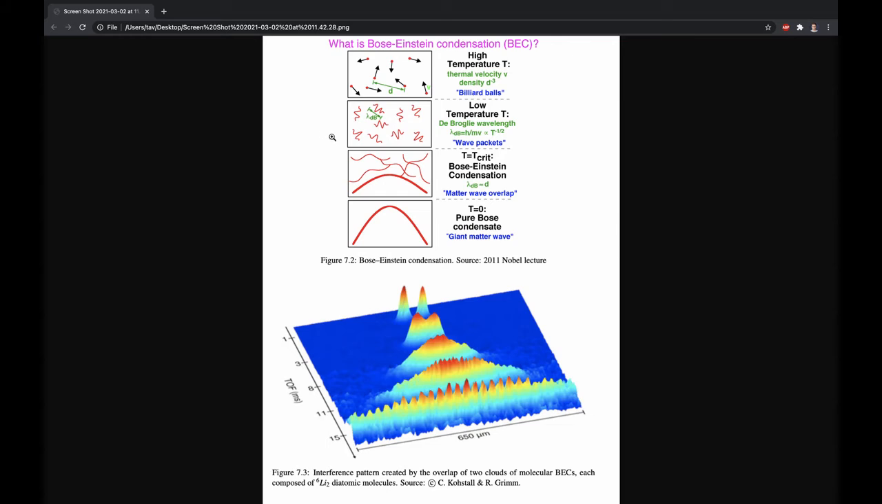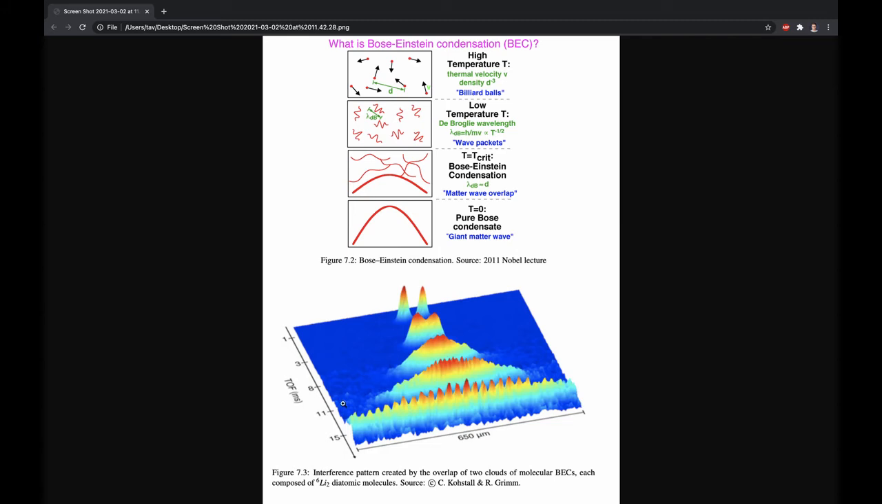The next step is when we reach the critical temperature for the Bose-Einstein condensation, then all these little waves merge into one big matter wave, essentially. And as you go to T equals 0, which of course cannot be reached, but as you approach it, you get this pure Bose condensate where everything is at the same energy and behaves the same way.